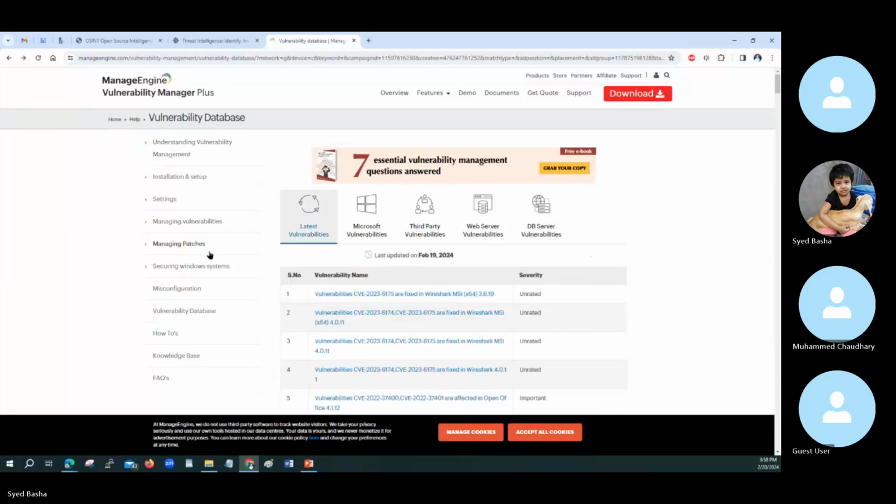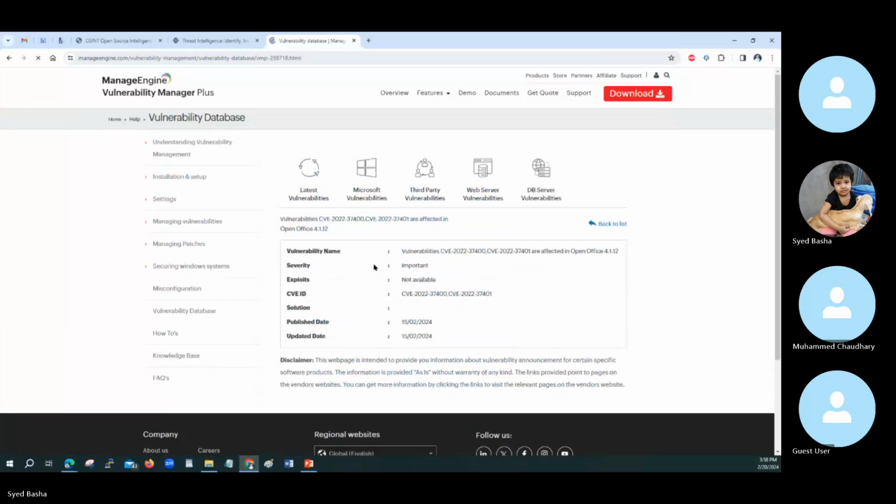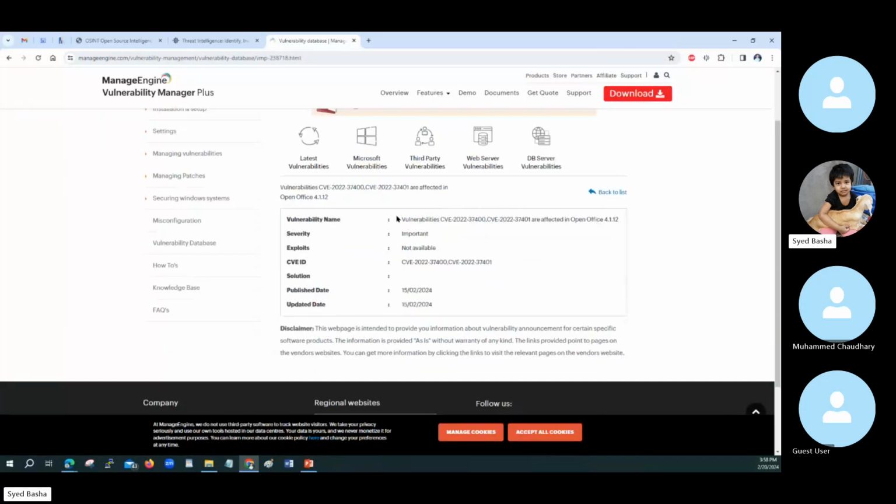So this is how you get some sort of vulnerability database. Here, see something important: OpenOffice. If you go here, this gives some other things. There are two CVEs related to this vulnerability, CVE-2023-37400 and 37401. So two common vulnerability exposures are related to this vulnerability. Severity is important. Exploits not available. The CVE IDs are this and this. So there is such a kind of vulnerability management database.